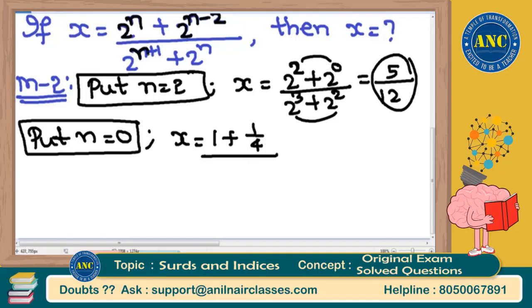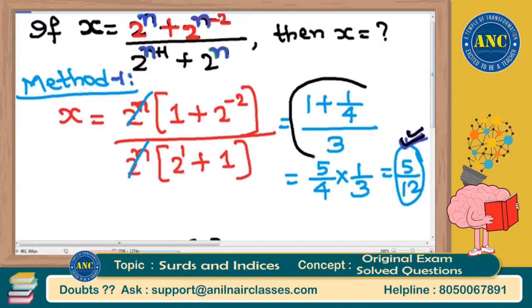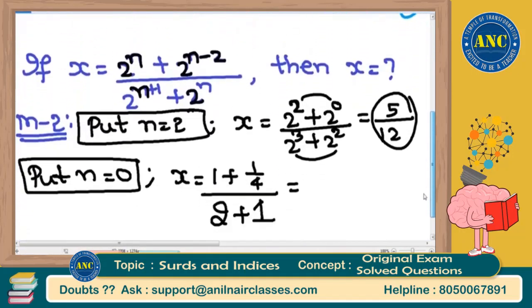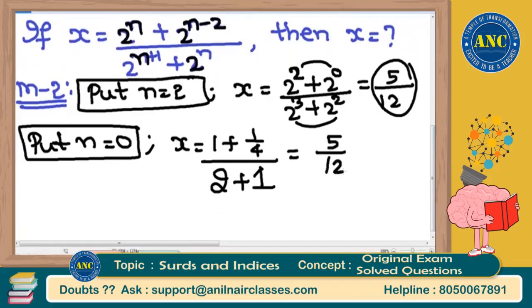2 power 0 plus 1 is 2 power 2. It is 2. 2 power 0 is 1. This is nothing but what I got in my method 1. This is the same thing which I got in method 1 also. That means I will still get the same answer, 5 by 12.